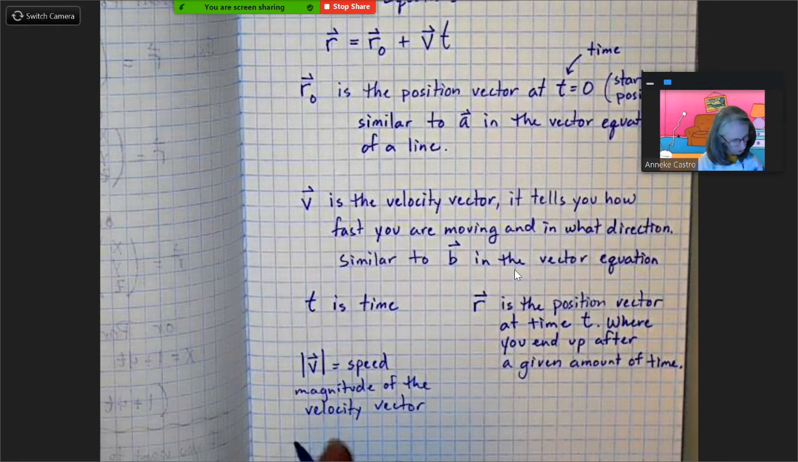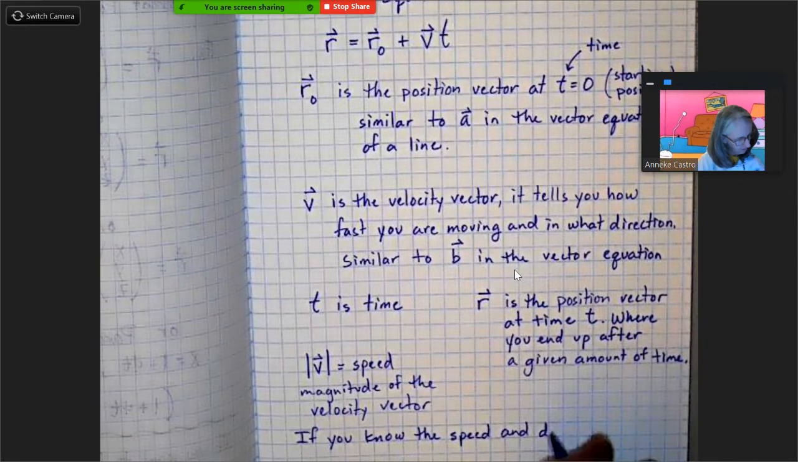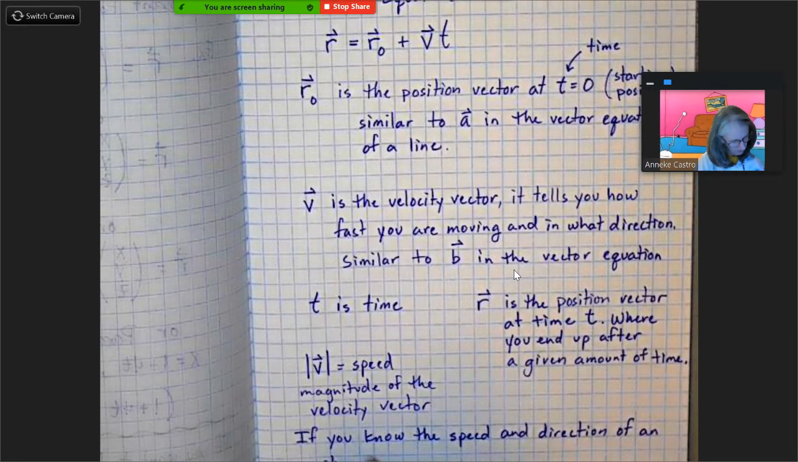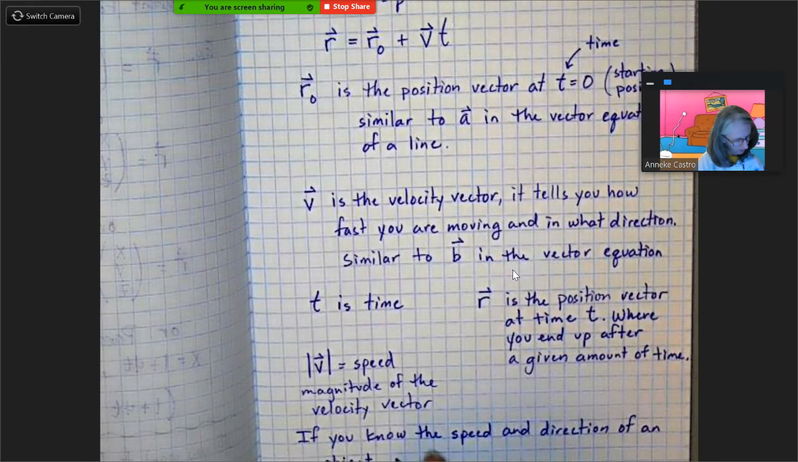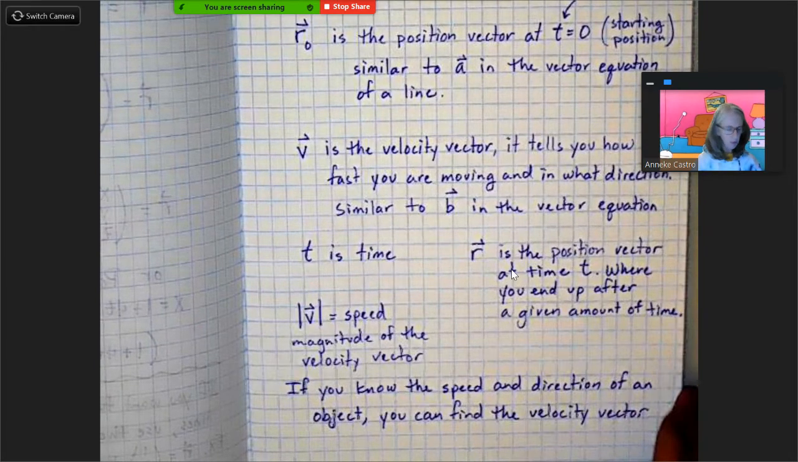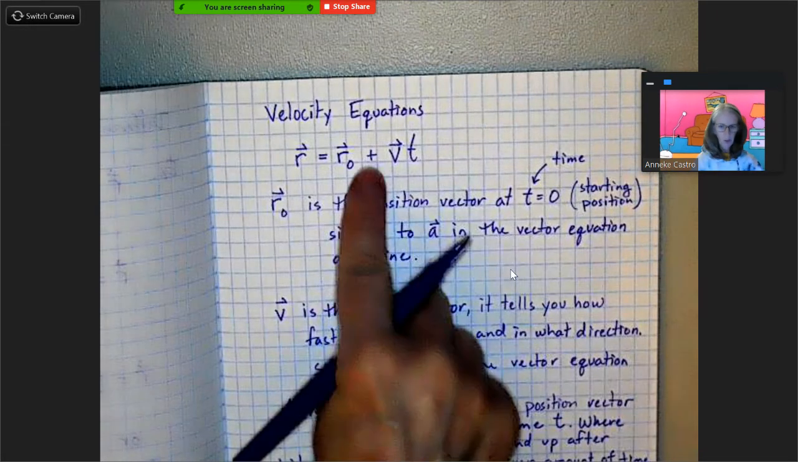So if you know the speed and the direction of an object, you can find the velocity vector. Because you might not be given everything you need to fill in this equation up here. You might not be given everything all at once. You might be told the speed and the direction, and then you need to put those together to get the velocity vector so that you can then make your velocity equation.